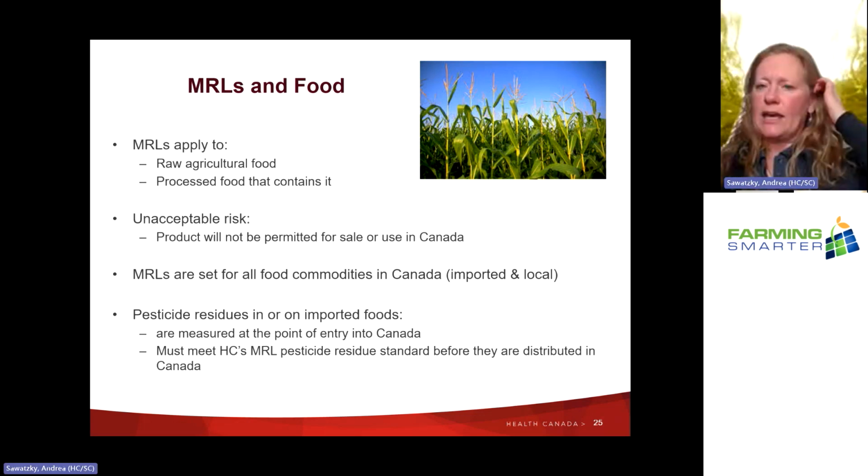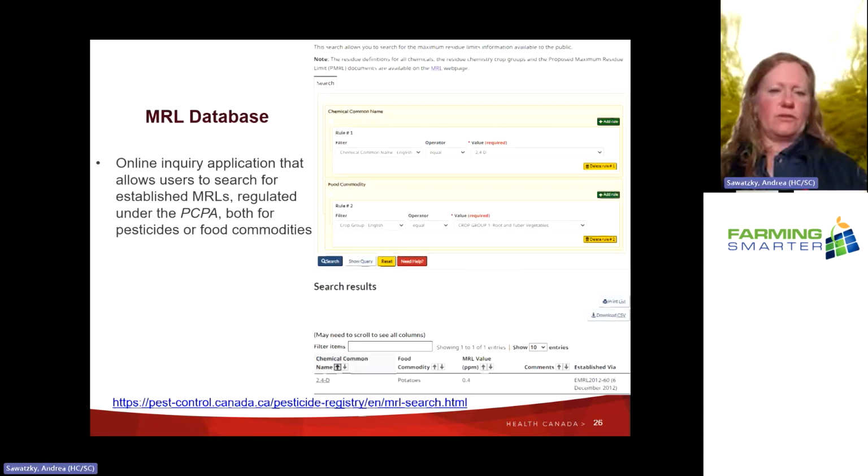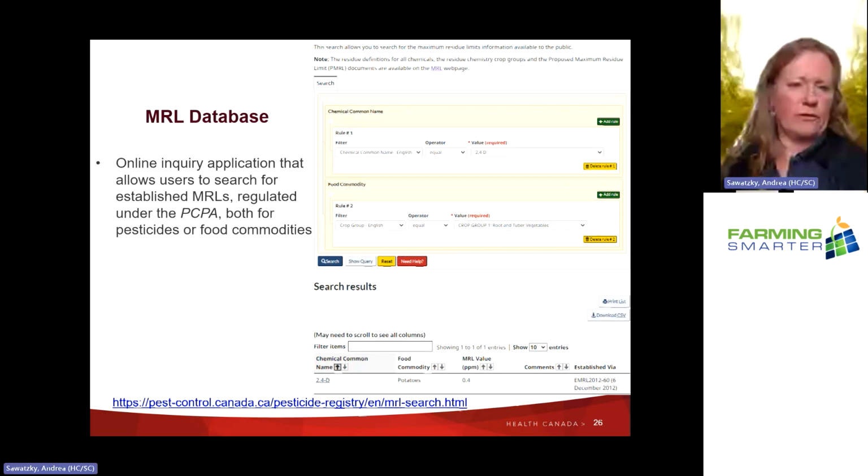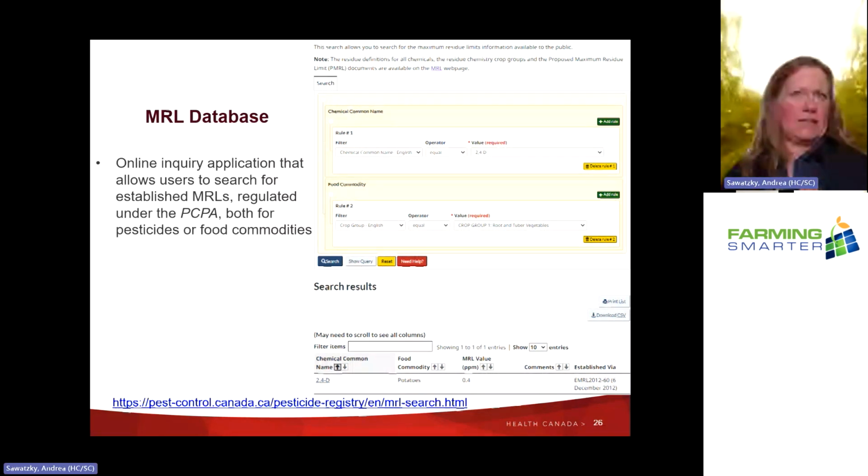Now let's talk about the MRL database. This is super cool stuff. If you go into our website, it's an online inquiry, a place you can search. I looked at it the other day, it's quite easy to do.